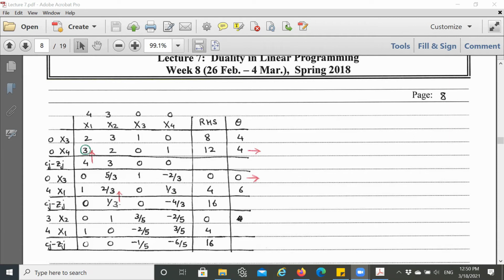So this case is called degeneracy, and the reason is that in the case before that, the ratios that I chose were 4, 4, and I arbitrarily just selected the second one. I could have selected the first one, and again, it would have given me the same extra iteration.